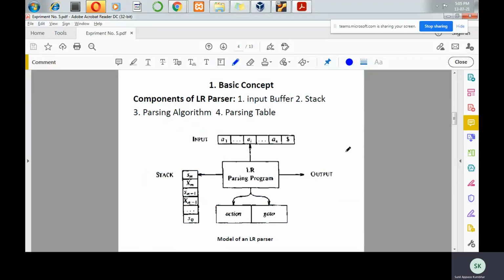LR parser means L stands for left to right scanning of input symbol. R means rightmost derivation in reverse order.